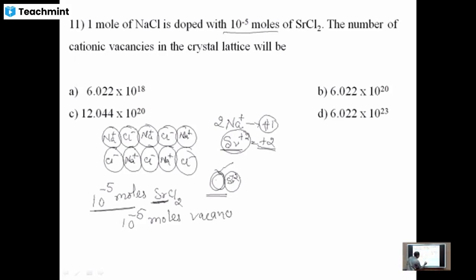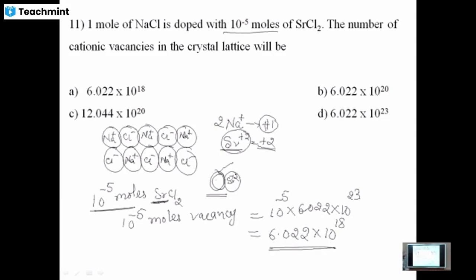10 to the power of minus 5 moles of vacancy, nothing but 10 to the power of minus 5 mole, nothing but Avogadro number 6.022 into 10 to the power of 23. When you multiply Avogadro number with 10 to the power of minus 5, answer is 6.022 into 10 to the power of 18. So number of vacancies in the crystal lattice will be 6.022 into 10 to the power of 18, corresponding to option A.